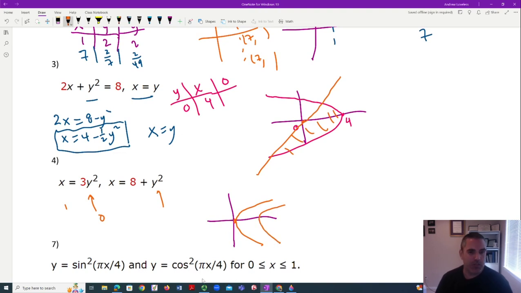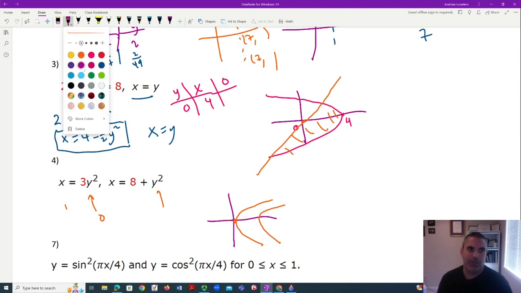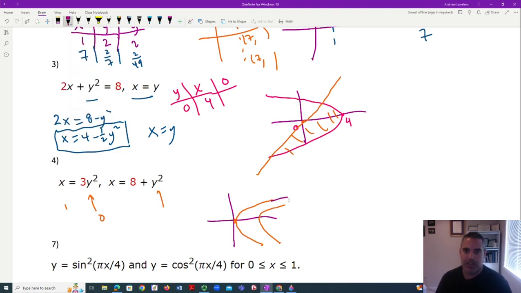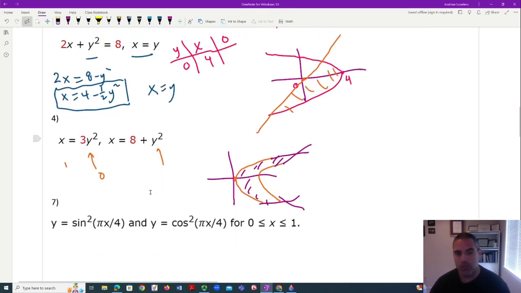Now, the question says between those two things. So the question itself gives me a little hint about graphing, which is these things must run into each other in some way. So we must be dealing with something like this. Again, that's not very precise. It's kind of terrible what I drew.